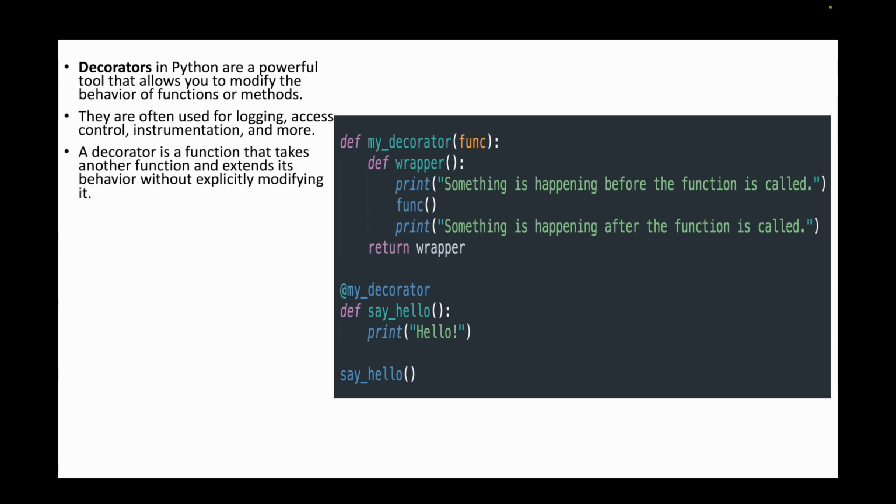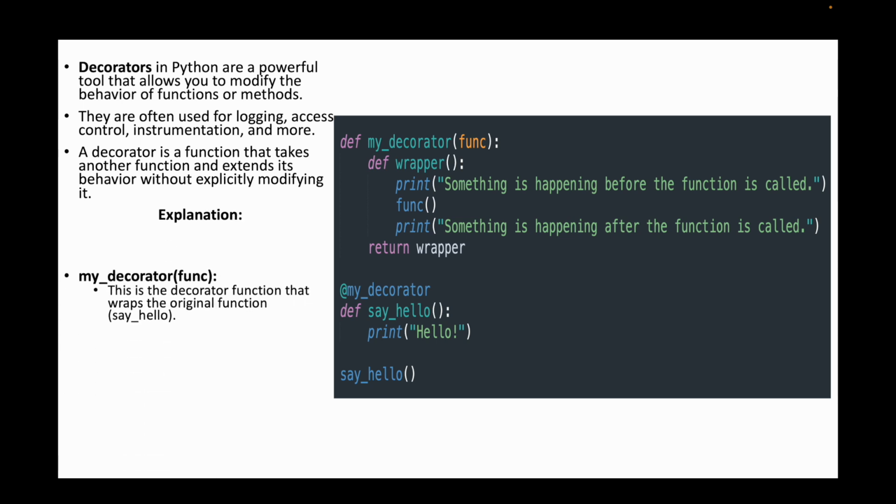So your decorator is another function that we will be defining, and this function takes another function and extends the behavior of that function without making any changes to the code of that function. So essentially here you'll have a base function, and then you will have a decorator function, and using this decorator function we can modify the base function without making change to the code itself.